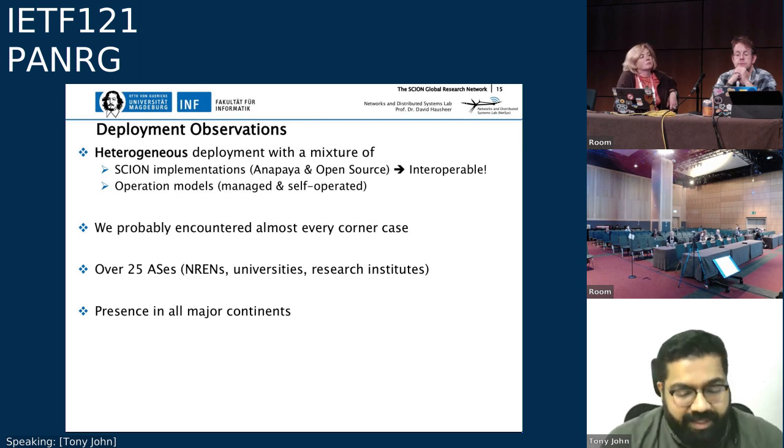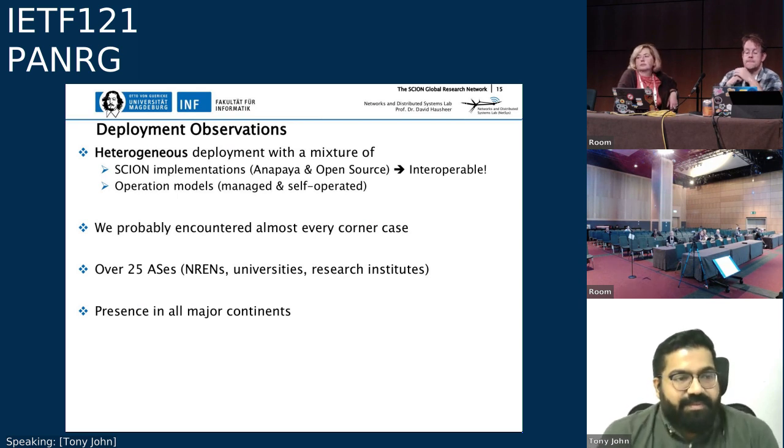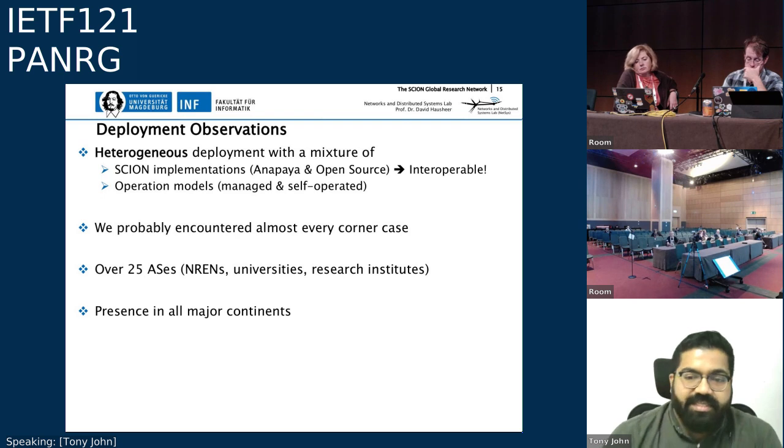Looking at the characteristics of the SCION deployment, our deployment is very heterogeneous. That is, we are running the commercial SCION stack from Anapaya Systems, and also we are running the open source SCION stack, and these are interoperable.